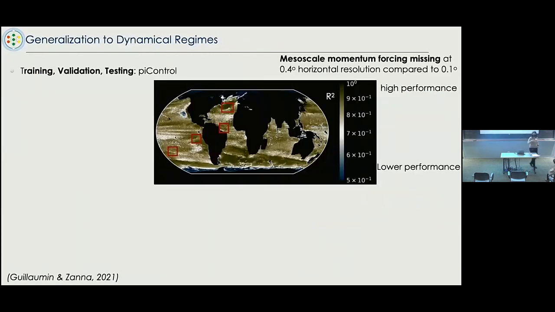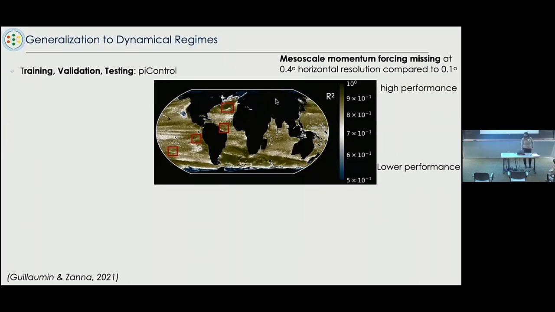So I'll give you the good news and then the bad news. The good news is we trained only on the 1% CO2 experiment in that coupled climate model. So basically the flow only sees a past climate where CO2 levels were much lower than now. And then we check if we generalize to other dynamical regimes, meaning we only train on those 4 regions. And then we look at the R squared, which is basically a measure of the skill everywhere in the ocean.